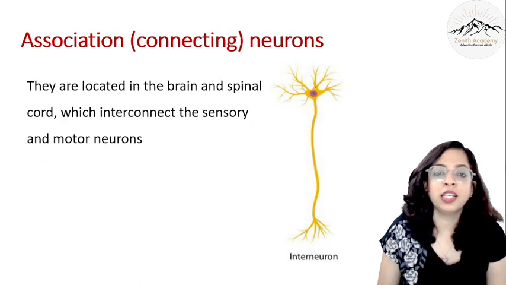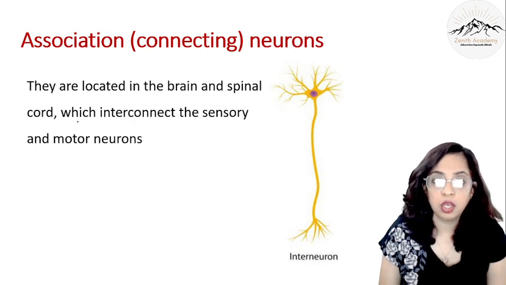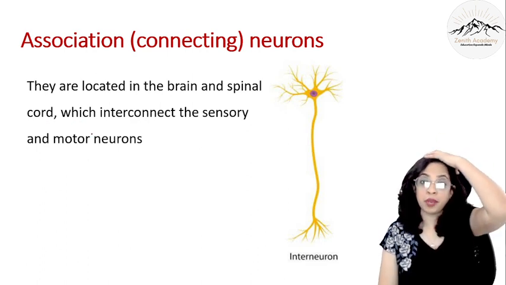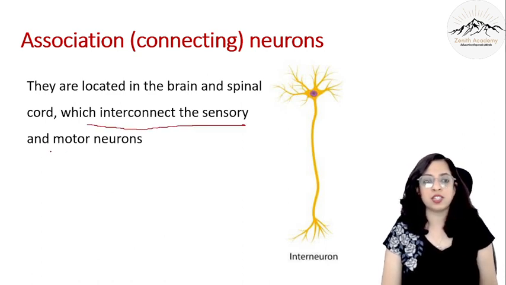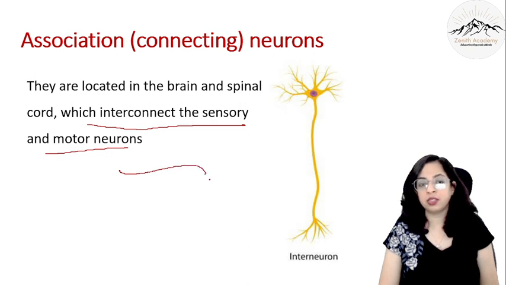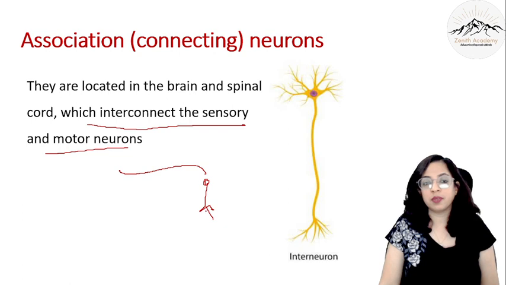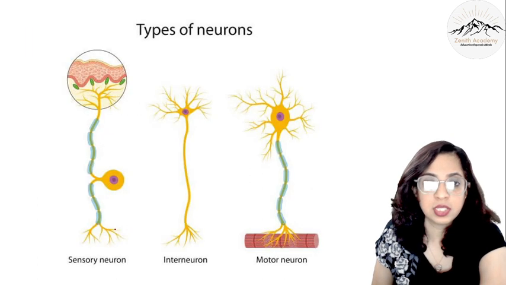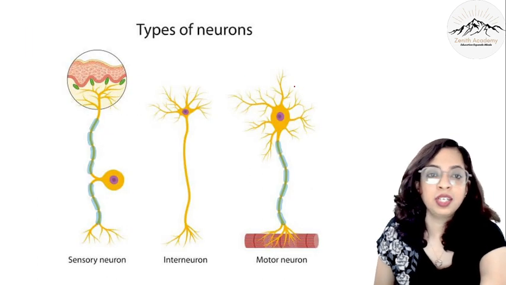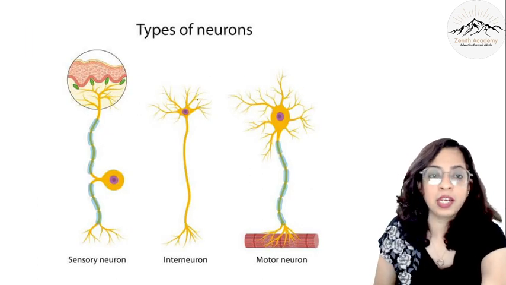Now, what are connecting neurons? These are located in the brain and the spinal cord, which interconnect the sensory and the motor neuron. Now the sensory neuron brought the information from here, okay, and this one connected it, it is in the brain. I will show you a diagram, and motor nerves will again go to the organ. See here, these are the three different types of neurons. This is how you will identify them.